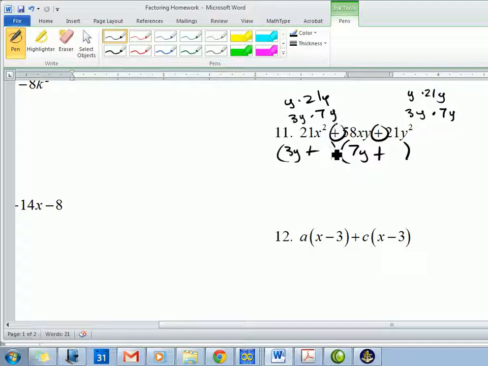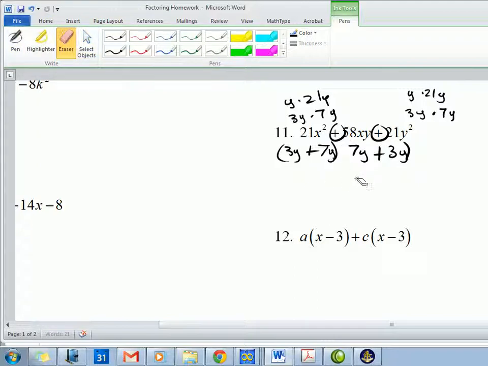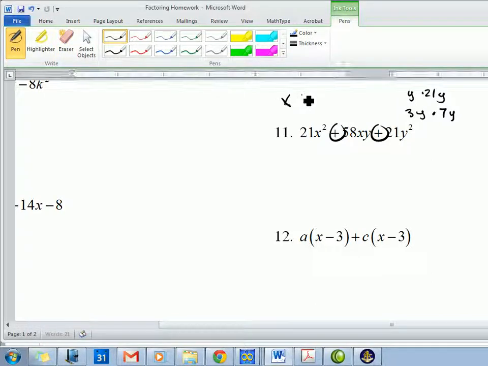And I think I already see it. What if 7y went here and 3y went here? Let's find out. This right here is going to give me 49y squared, right? Or 49. Oh, you know what? You know where I messed up? Sorry about that. Let's start over. Where I messed up is that this isn't y right here. This is actually x times 21x and 3x times 7x.